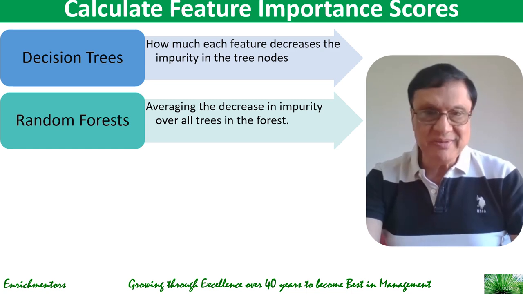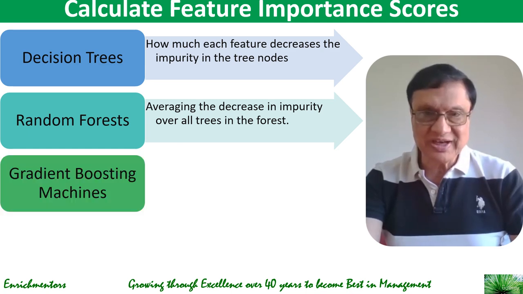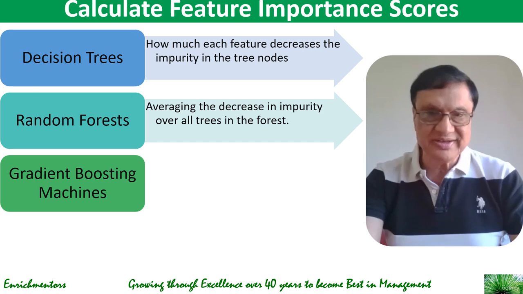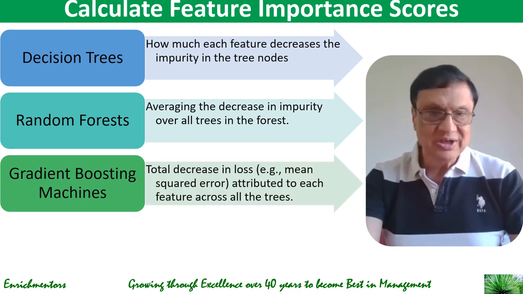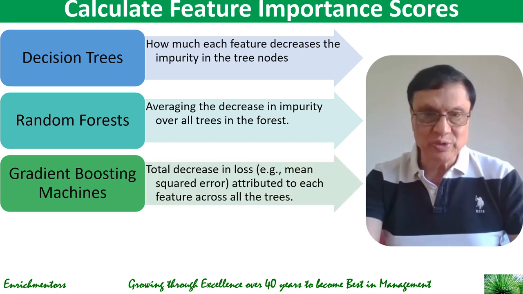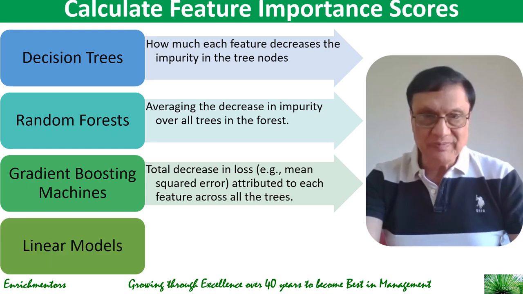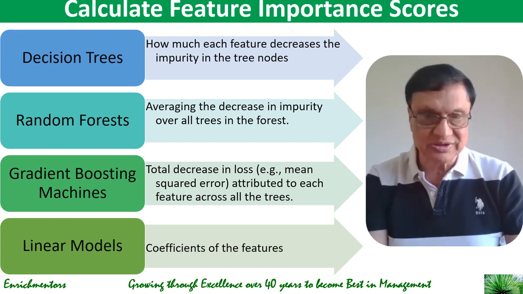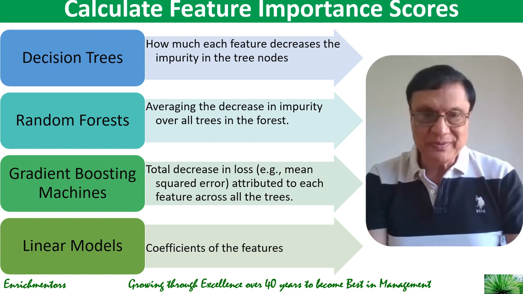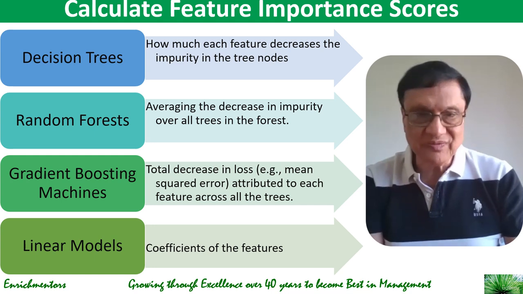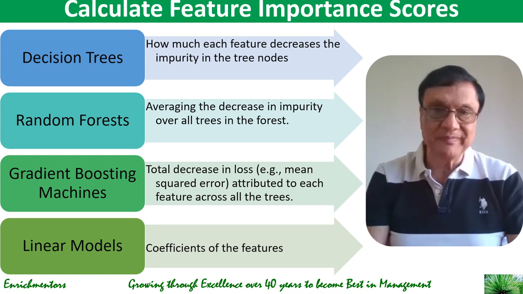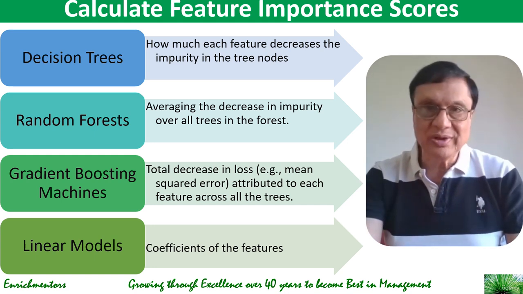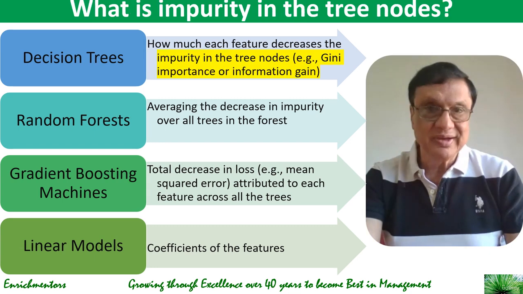Then for the GBM algorithm, feature importance can be calculated by the total decrease in loss, which you can say is the mean squared error, attributed to each feature across all the trees. And in the linear model, we can directly indicate the importance by the coefficient of the features that are in the linear model. So that's how you can calculate the feature importance score.